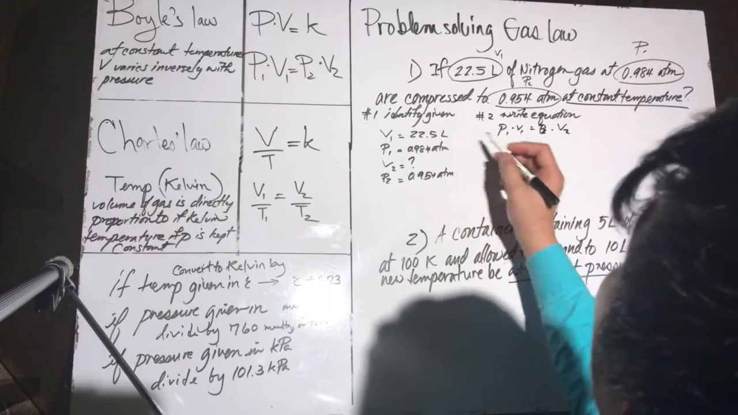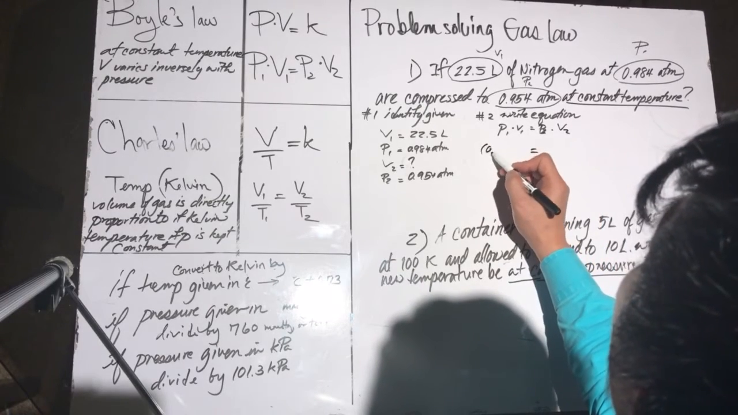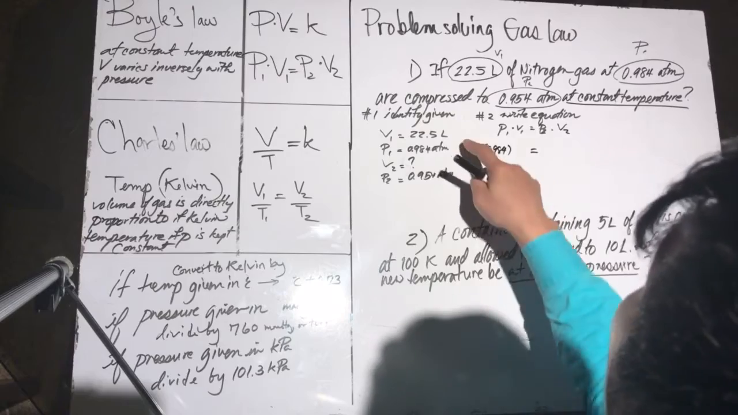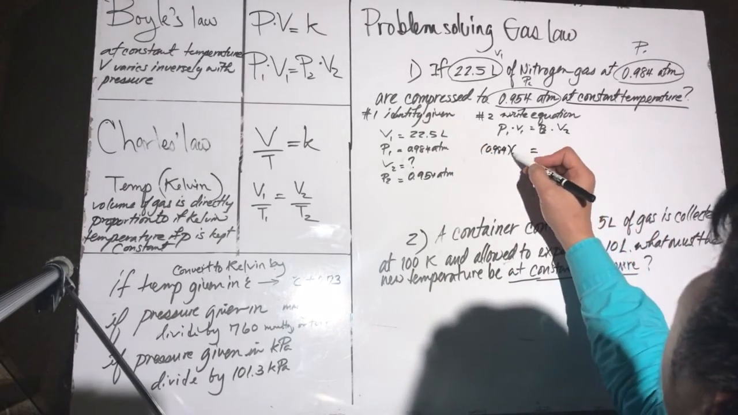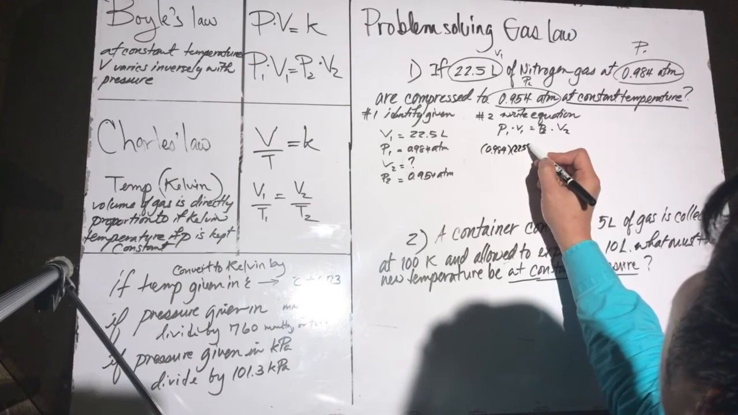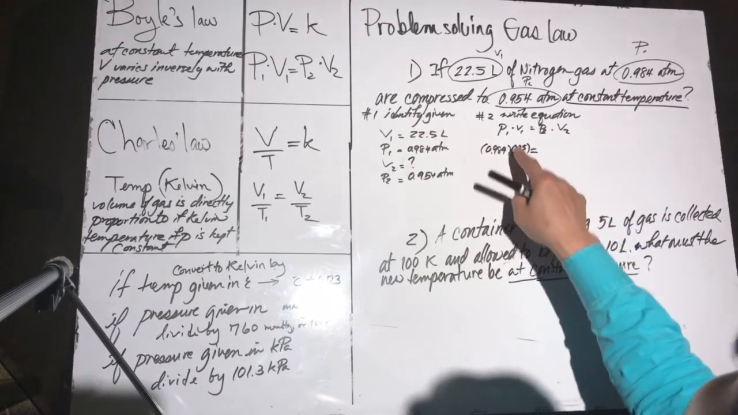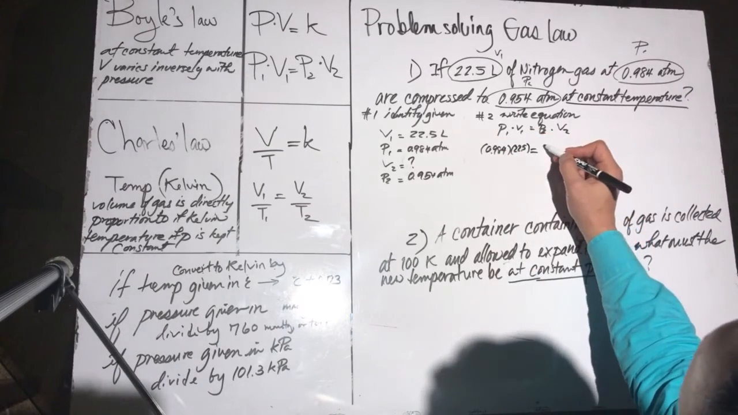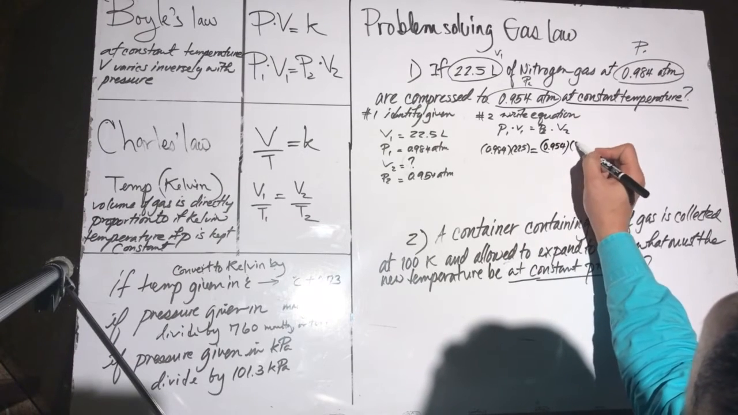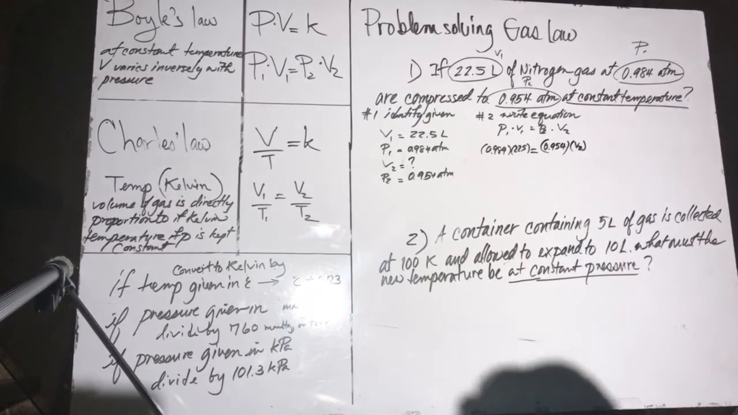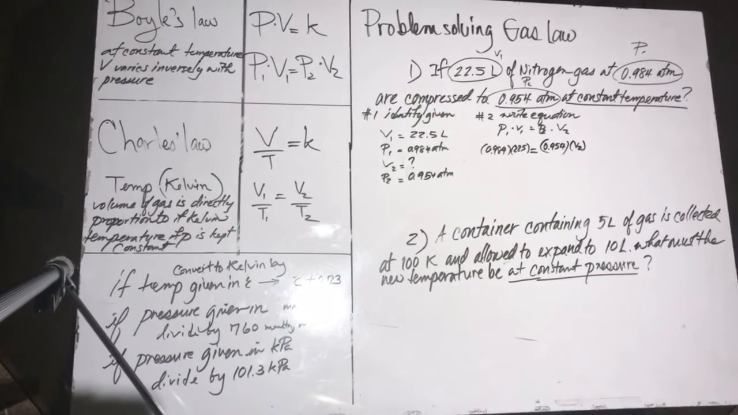So P1 is 0.984. Remember, just because it is first, it doesn't mean it is the first one. Pressure times volume, that's what it is saying. Pressure 2 is 0.954. My volume 2, that's what we're looking for, but you don't know that for sure. So after you have substituted this information, now you're gonna have to solve for it.